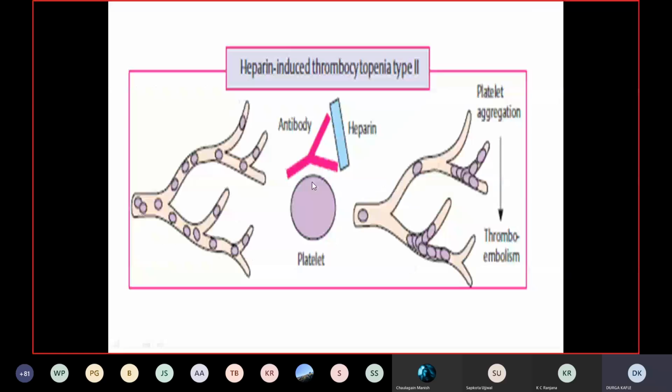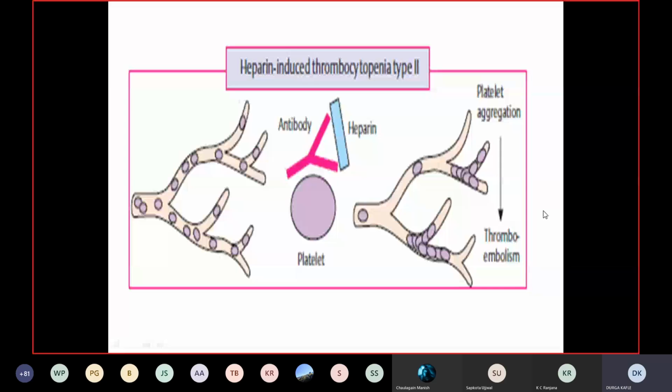So you can see here in this figure, this is a platelet, this is a heparin. It acts as an antigenic factor, so there is an induction of antibody production. This heparin and platelet complex induces the formation of the antibody. This antibody will cause aggregation of the platelets in the blood vessels. After aggregation, there is damage of these platelets, thereby decreasing the number of platelets in the blood. That leads to thrombocytopenia.